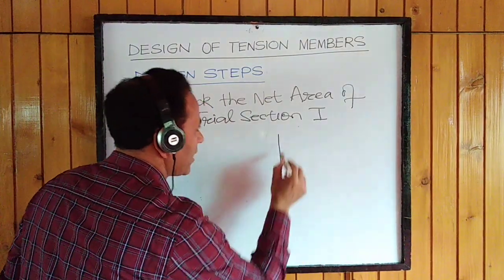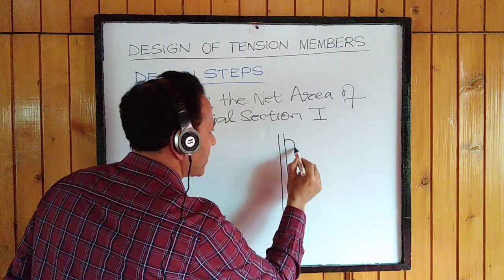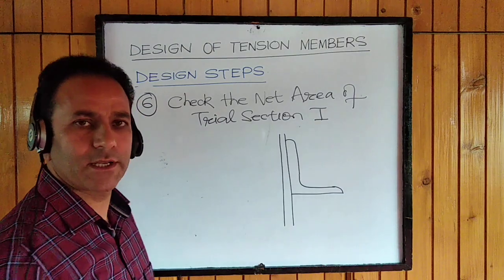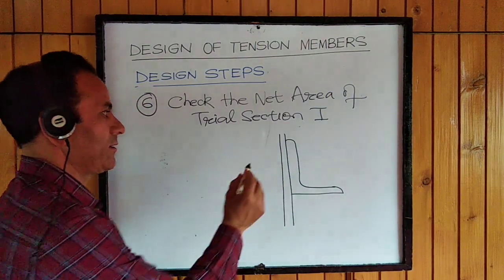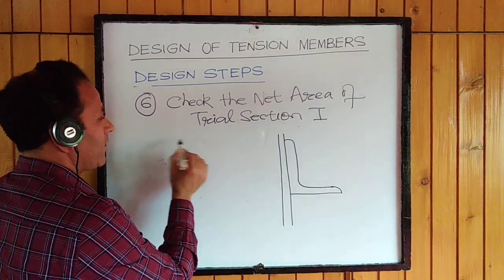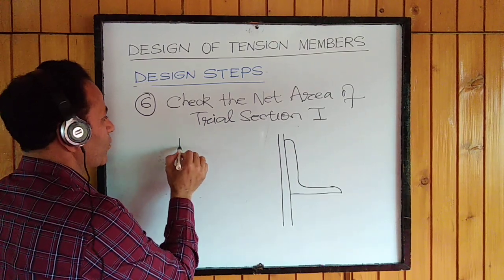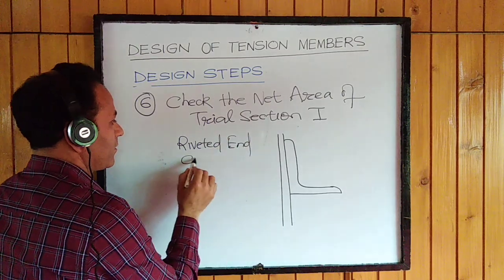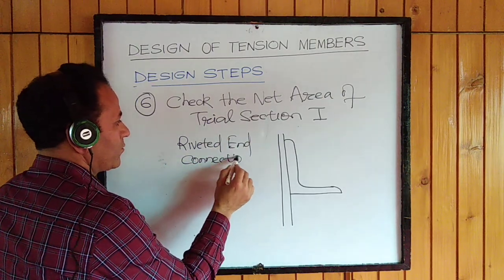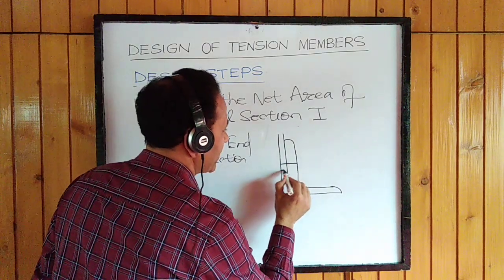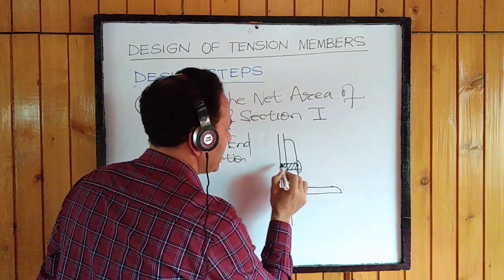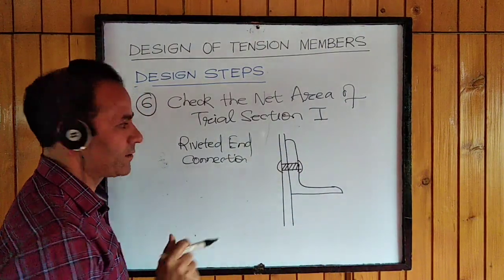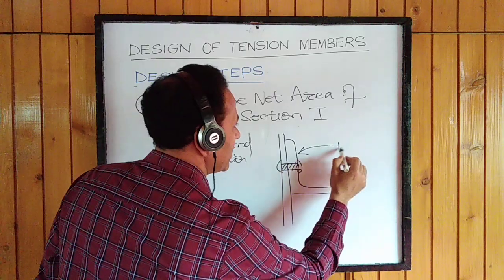Say, for example, we have taken a single angle section connected to the gusset plate and we have to check its net area. Our condition is that we are going to provide a riveted end connection. So we'll see where this riveted end connection is going to be used, and how many rivet lines are going to be used. Accordingly, we'll frame a tentative section.